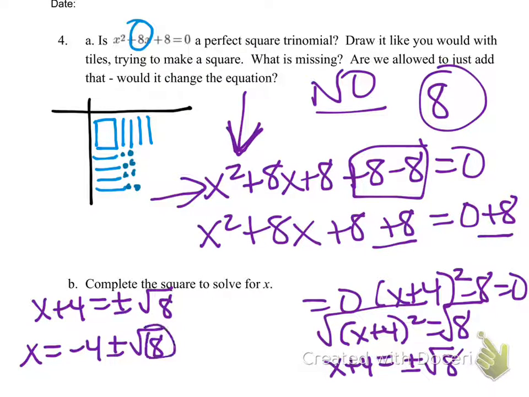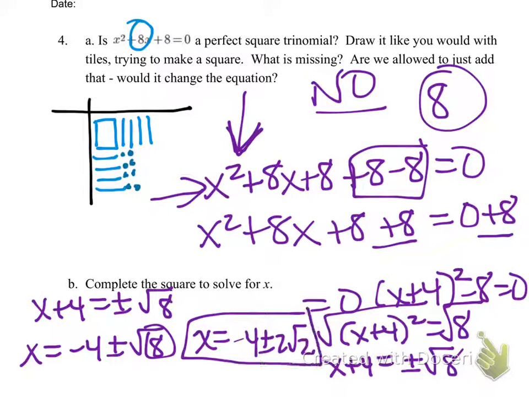However, this root 8 can be simplified. That's actually 2 root 2. So x equals negative 4 plus or minus 2 root 2, and that would be my answer to this problem. So that's how I complete the square to solve a quadratic that would not otherwise be factorable. X squared plus 8x plus 8 is not factorable on its own.